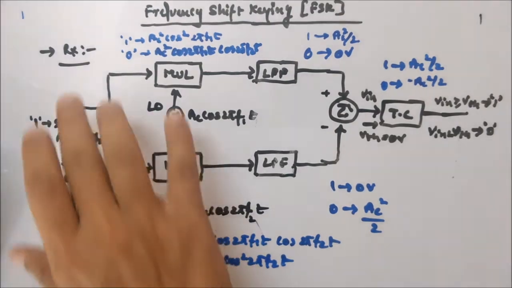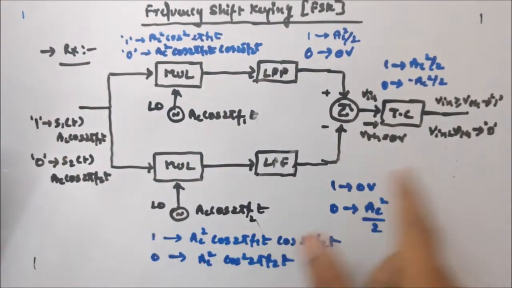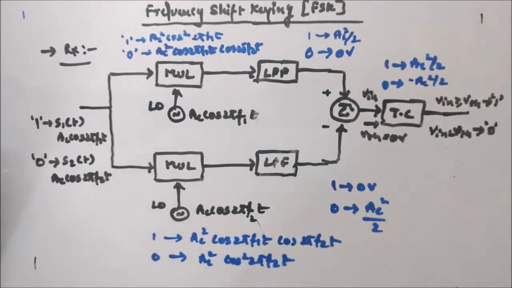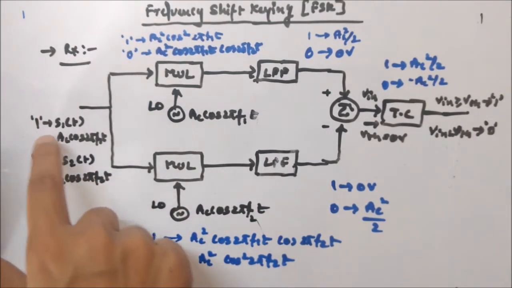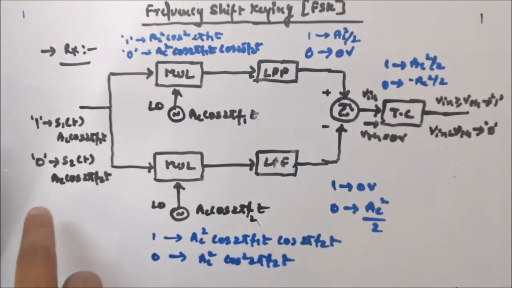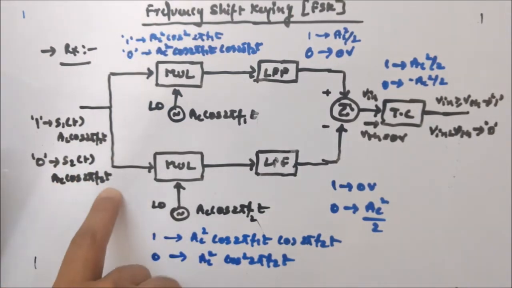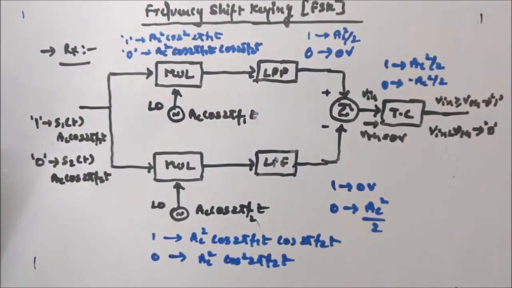So let's look at the receiver section of frequency shift keying. This is the block diagram for the receiver section of frequency shift keying. So this is your FSK. For bit 1 it is S1(t), that is Ac cos 2πf1t, and for bit 0 it is S2(t), Ac cos 2πf2t. This is the FSK signal coming to the receiver.